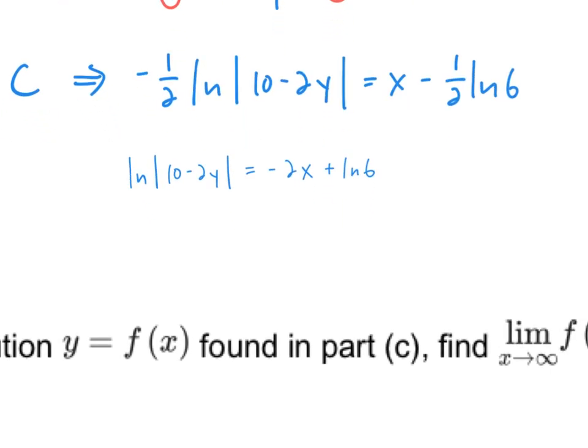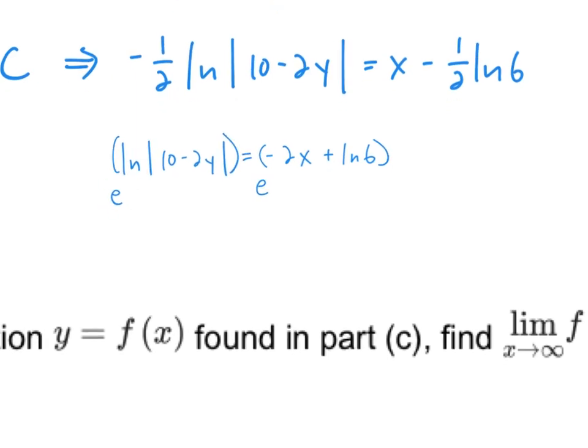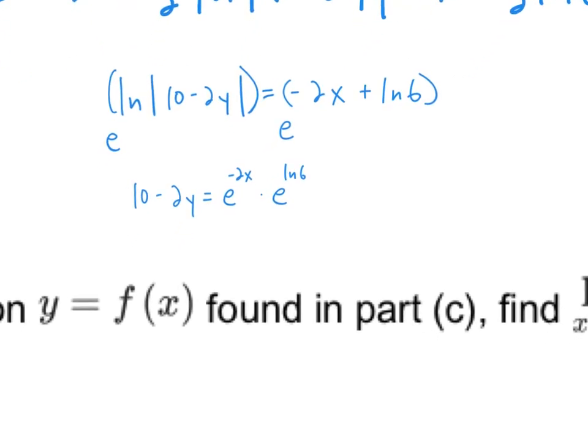Okay, and then raise both sides to the e, make that to the e, and this whole thing to the e. Each of these is to the e. Okay, the e and the ln cancel. Again, we don't need those absolute values anymore. And then the right-hand side, we have e to this whole thing, and I'm going to split it up. We can rewrite it as e to the negative 2x times e to the ln 6. Okay, the e to the ln 6 is just 6.